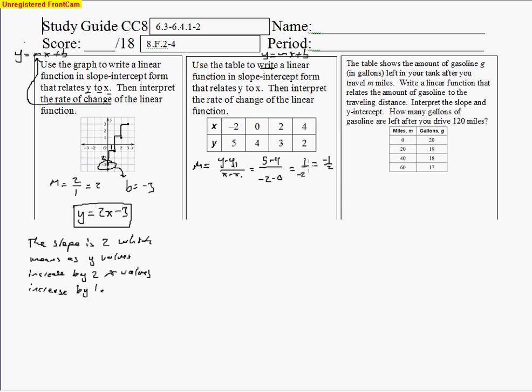And then the thing about this problem is they actually give us the y-intercept right here. So whenever you've got x equals 0, we've got the y-intercept. So if x equals 0, that means this is the y-intercept. And so the y-intercept is 4. And so that means that b equals 4. And so all I'm going to do is I'm going to rewrite it in this form. Y equals mx plus b, so it's going to be negative 1/2 x plus 4.